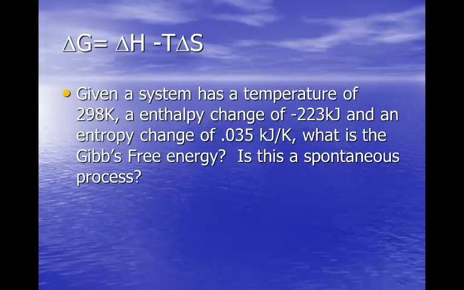Right, so here we have a system that has a temperature of 298 Kelvin, an enthalpy change, H, of negative 223, and a delta S of positive 0.035 kilojoule per Kelvin. What's the Gibbs free energy? Oh, so we need to find G. So we plug in delta H, negative 223 kilojoules, minus the temperature, 298 Kelvin, times delta S, which is 0.035 kilojoules per mole. Hey, look what happened. I said mole, I meant Kelvin. Look, Kelvins cancel.